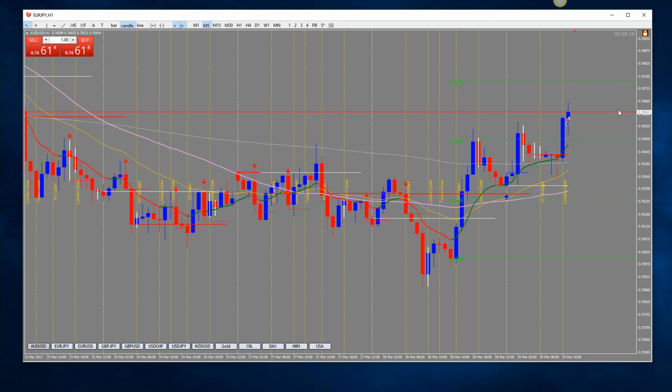Explain that. What do you mean by that? The crosses? Well, I'll look for a cross of the 10 and the 30, as an example. So here's a cross of the 10 and the 30 to go north. Here's a cross of the 10 and the 30 to go south right here. So the 10 crossed the 30.